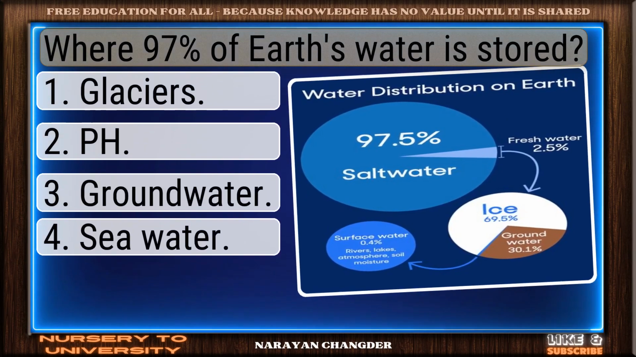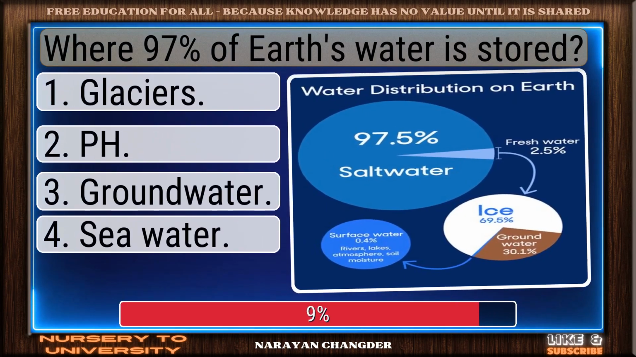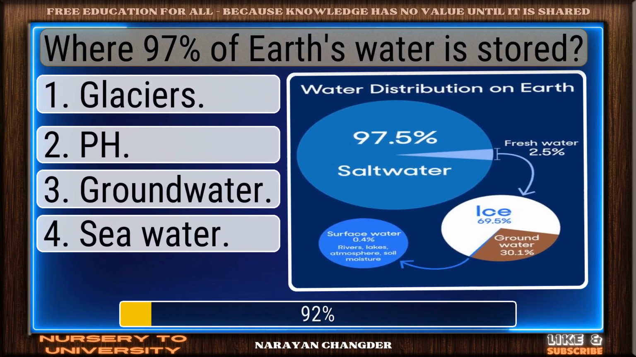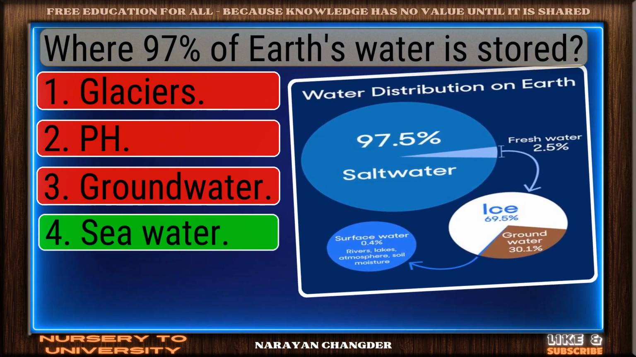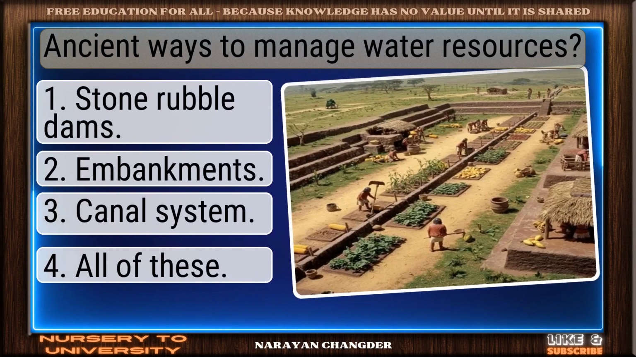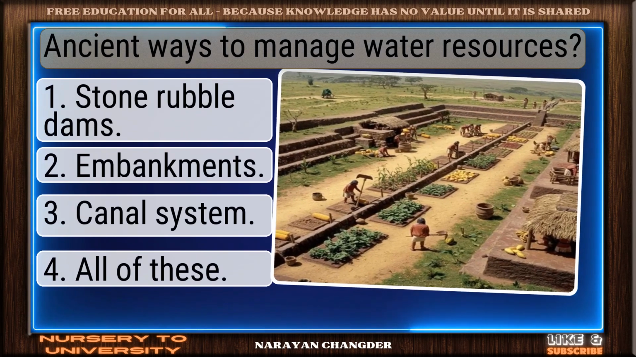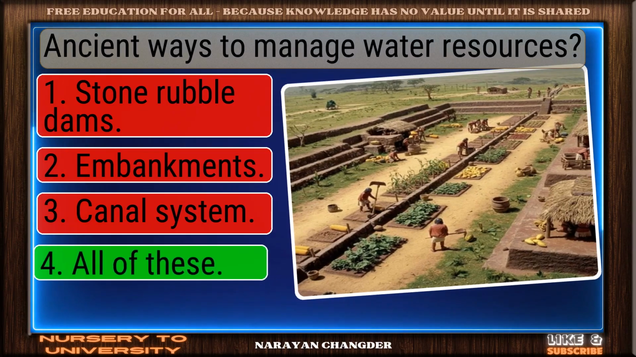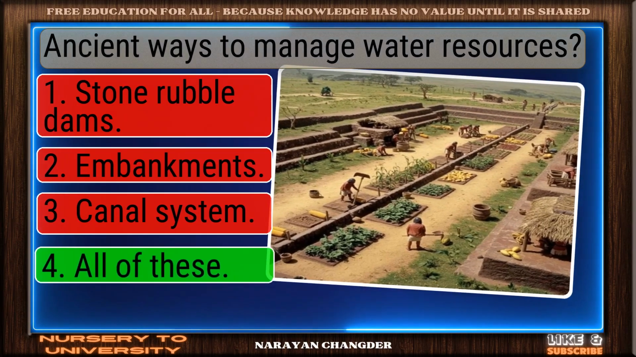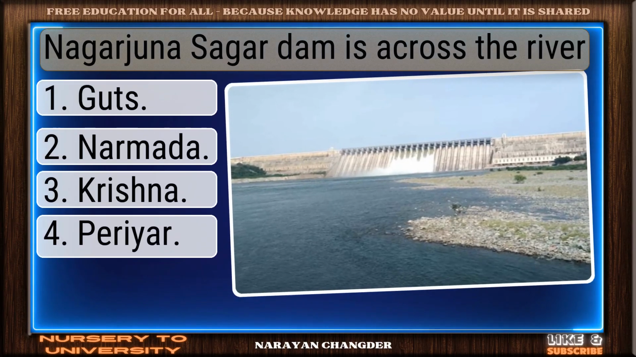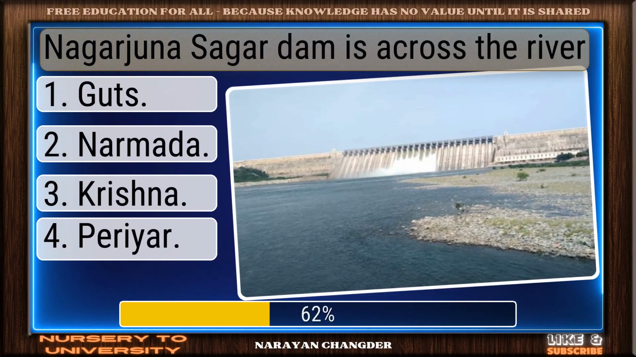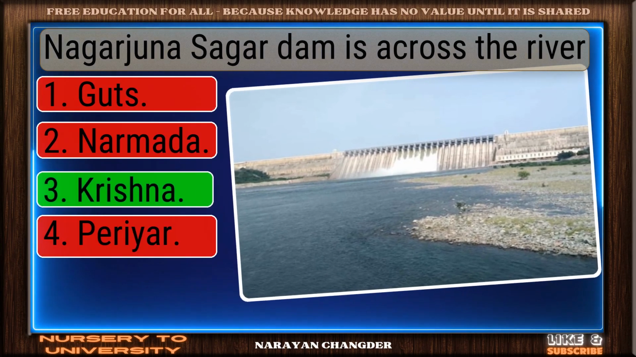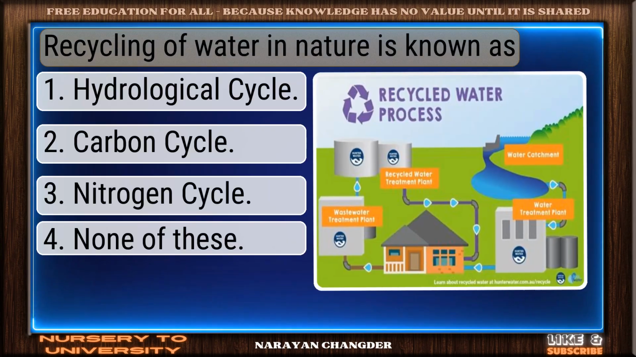Where 97% of Earth's water is stored. Good thinking. Seawater is right. Ancient ways to manage water resources. Nicely done. All of these is solid. Nagarjuna Sagar Dam is across the river. Correct response. Krishna is accurate.